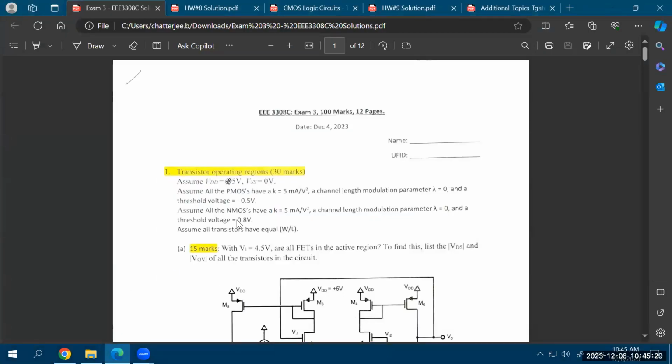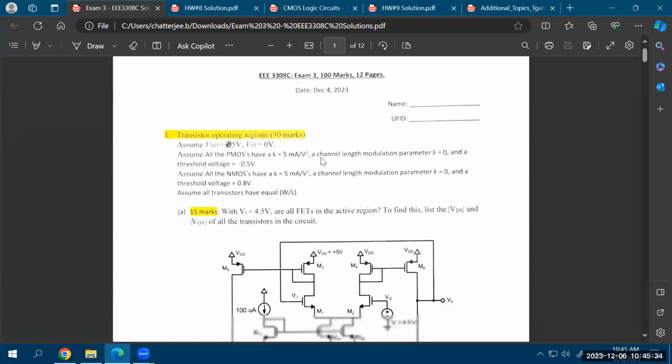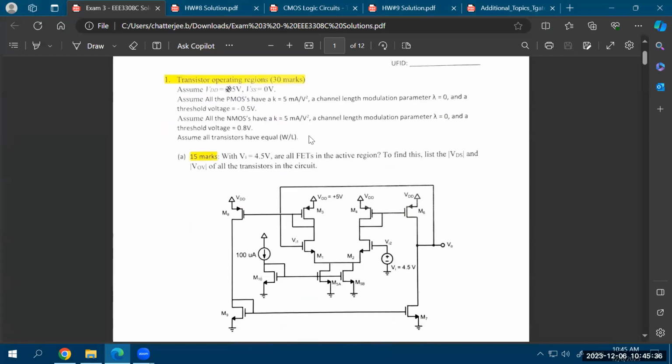Coming back to the solution of your exam number 3. The first question basically required you to find the transistor operating points, or the DC operating regions. What do we mean by the DC operating points? Basically, you wanted to find out the VDS and the V overdrive for all the transistors in the design. We'll show how to do that.